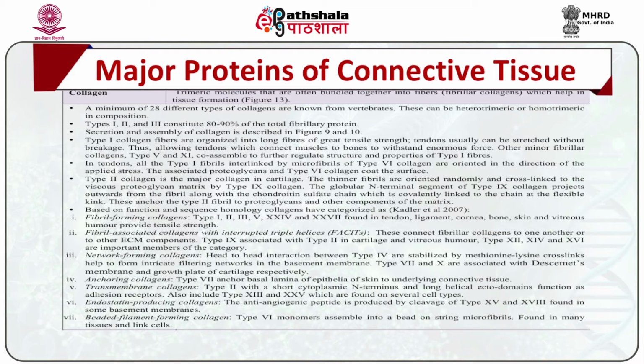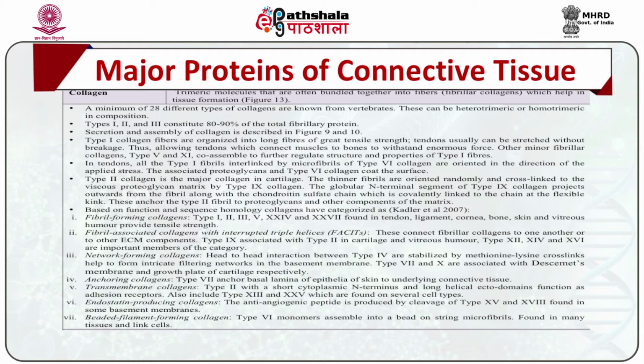Third, network forming collagens, which have head-to-head interactions between type 4 collagens, which are stabilized by methionine lysine crosslinks and help to form intricate filtering networks in the basement membrane in the kidneys. Fourth, the anchoring collagens, which are type 7 collagens, found in the basal lamina of epithelia of skin and connect to the underlying connective tissue.